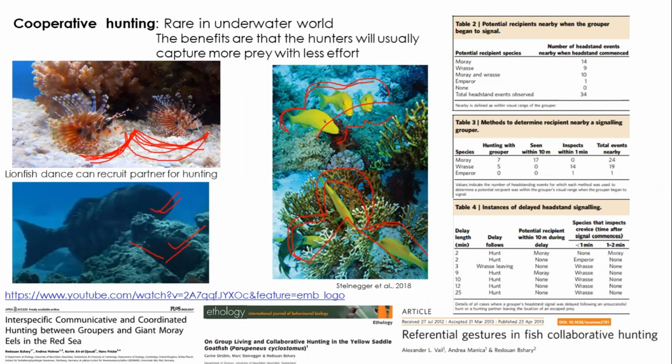And again, the example which I showed is for the grouper and the eels, and also for the yellow saddle goatfishes. But then these groupers also form cooperative or collaborative hunting with the Napoleon wrasses, with the emperors, and of course with moray eels. So likewise, three or four different fishes.